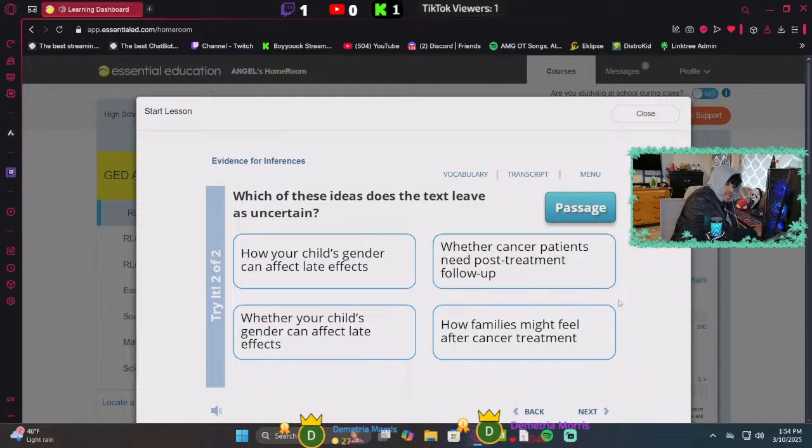Take another look at the passage. Which of these ideas does the text leave as uncertain?